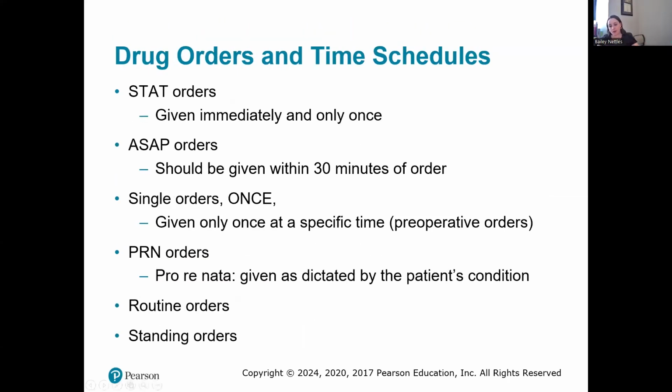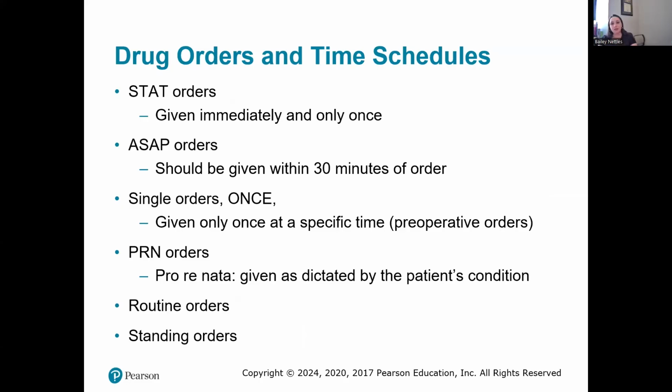All right. So different types of orders. So there's stat, which means immediately, right now. ASAP means within 30 minutes. Never seen an ASAP. I've only seen a stat. These are also one-time only orders. There is no point of being a stat order if it's going to be stat every 4 hours or stat every other day, because that doesn't mean anything. And it's just every 4 hours or every other day.